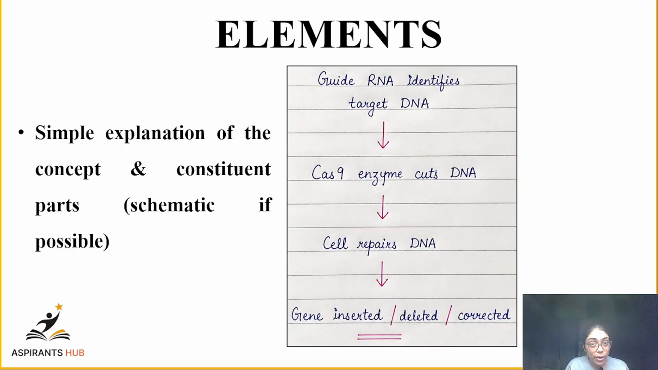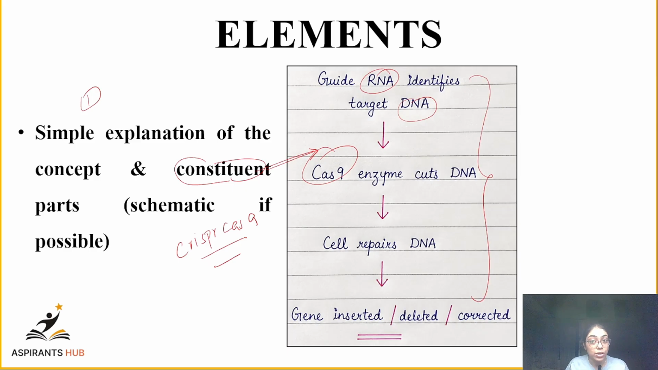Next, with respect to the elements that you'll have to keep in mind while writing an answer, the first thing is a simple explanation of the concept and constituent parts, with a schematic if possible. For example, if you have a question on CRISPR Cas9, give a simple explanation of what CRISPR Cas9 is. Now, what constituent parts or schematic means, I have drawn a schematic here. For example, guide RNA, the target DNA, and the Cas9 enzyme. How the entire thing works, in short, you will be explaining with this schematic.